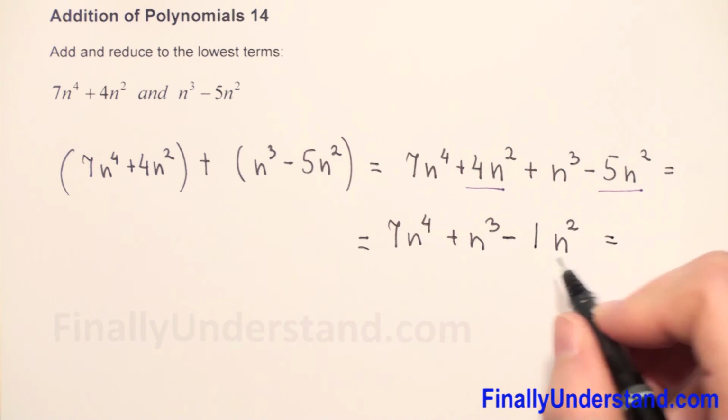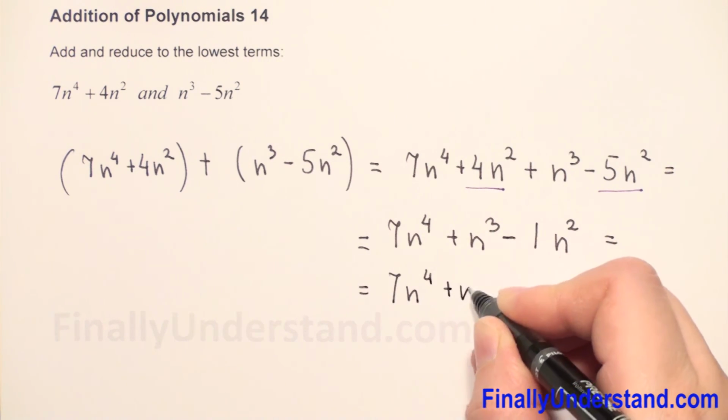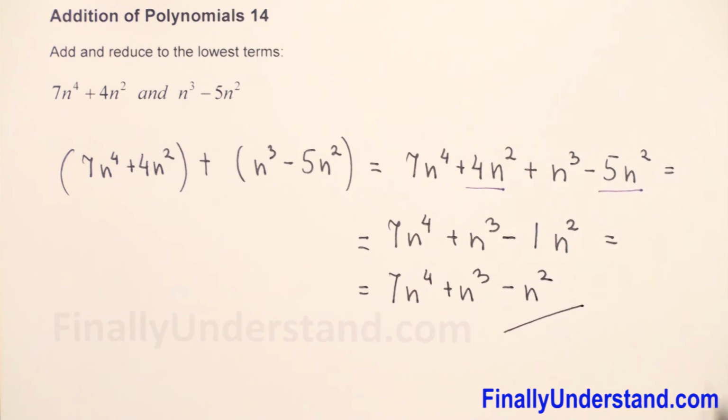We don't have to write the 1. So we have 7n to 4th power plus n cubed minus n squared. This is my solution.